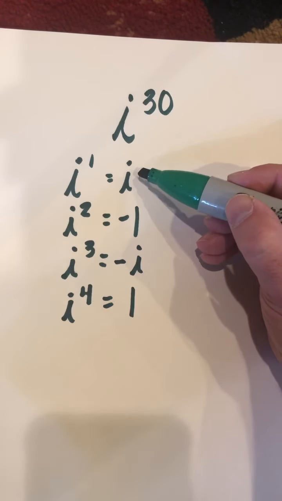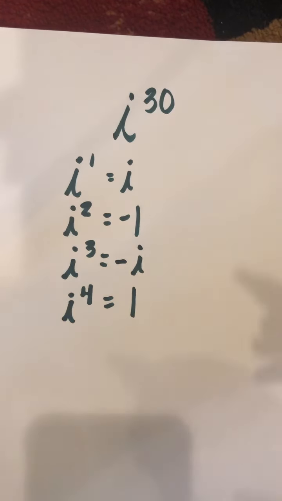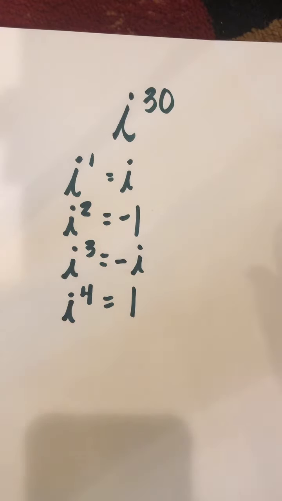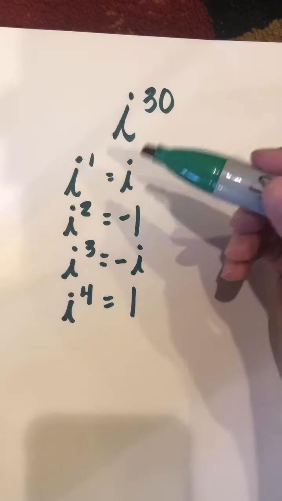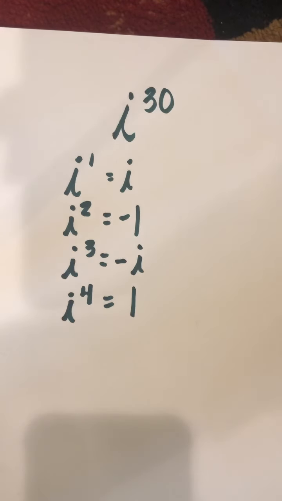Now, once you go i to the 5th, it goes back to this one. i to the 6th goes to this one. i to the 7th goes to this one. And so there's a pattern. Every 4 i's, this pattern repeats. So if you can remember what i to the 1st, 2nd, 3rd, and 4th are, then you know what i to any power is. And this is how you do it.